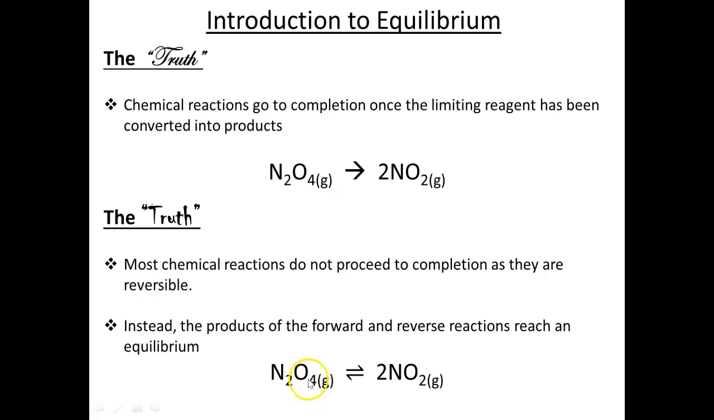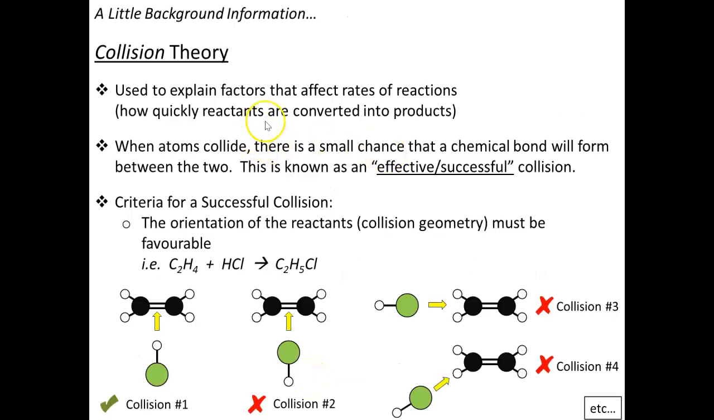into their original reactants. Now, before we move any further, let's do a quick little detour and talk about collision theory. This theory is used to explain factors that affect rates of reactions, so how quickly reactants are being converted into products. You see, when atoms collide, there is a small chance that a chemical bond will form between the two. This is known as an effective or successful collision.